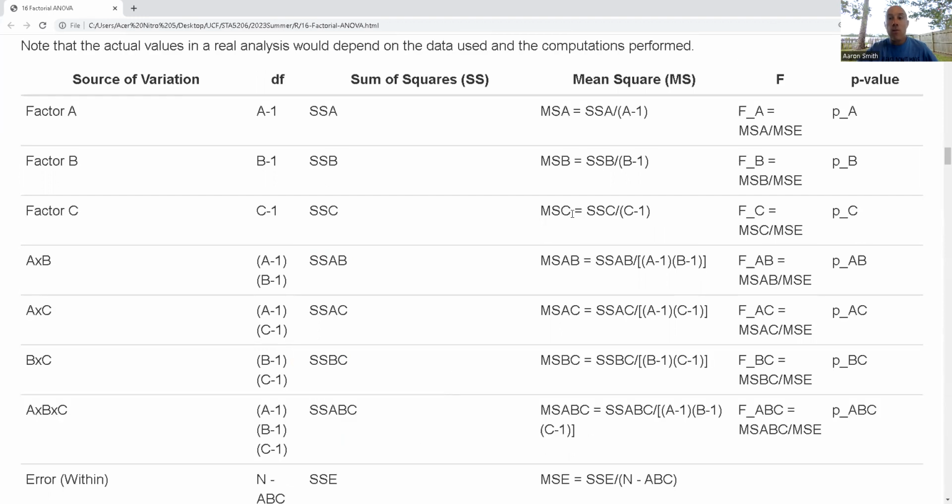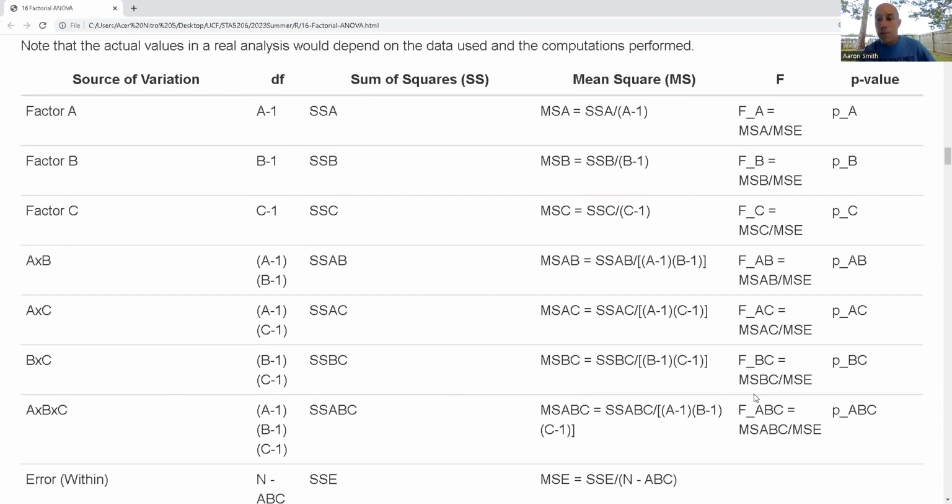Now, to get our mean squares value, I divide this value by that, boom. I divide this value by that, boom. Divide this value by that, boom. And I keep on doing this all the way down. So I get to here. All right, and again, here I've got my mean squared error.